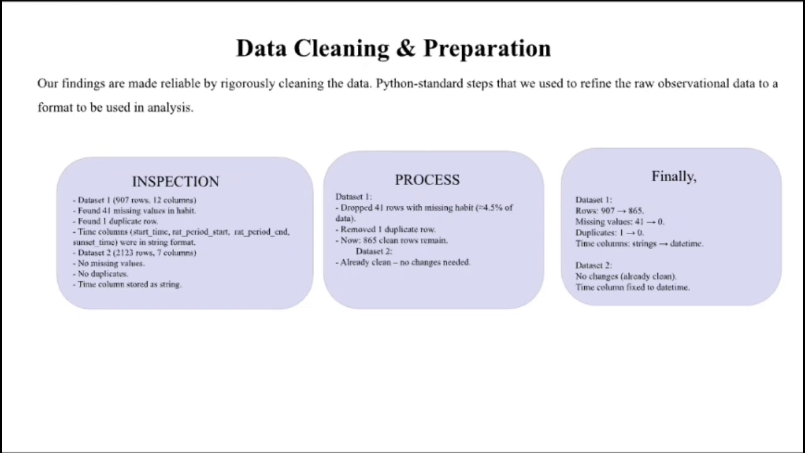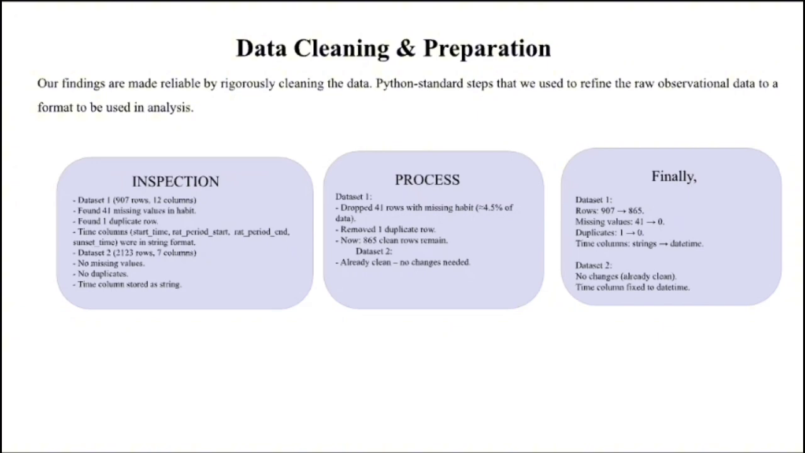As for dataset 2, it had 2123 rows and 7 columns. No missing values or duplicates were found. Just like dataset 1, this set also had time columns stored as strings and not in time format. Additionally, both datasets had consistent numerical columns like risk, reward, month, bat landing to food, and likewise.